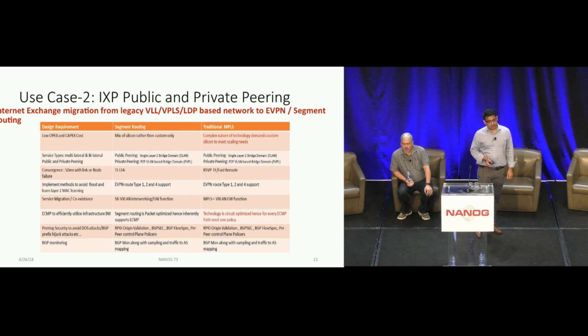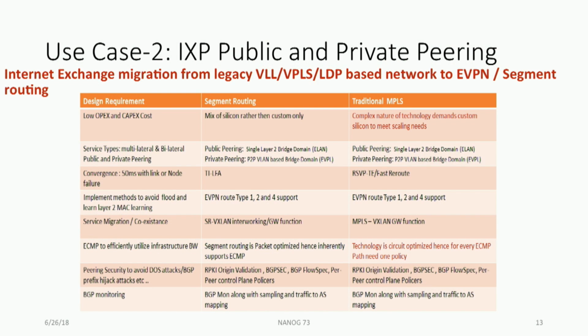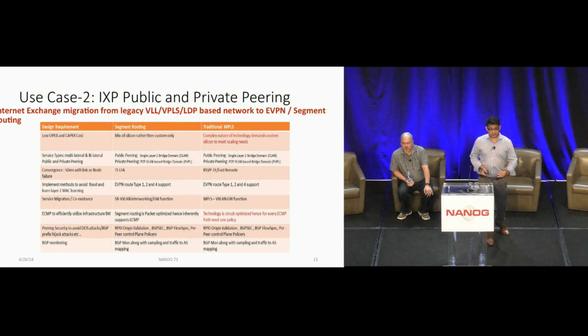Use case number 2. Everybody is very familiar now with the IXPs. You do public and private pairing. So the design goals that were given to us, again, is low operation and CapEx cost. Same thing. Here, to bring the cost down, you need to have a mix of merchant and custom silicon. And if you go with the traditional MPLS traffic engineering, it's tough to put merchant silicon in the core routers.